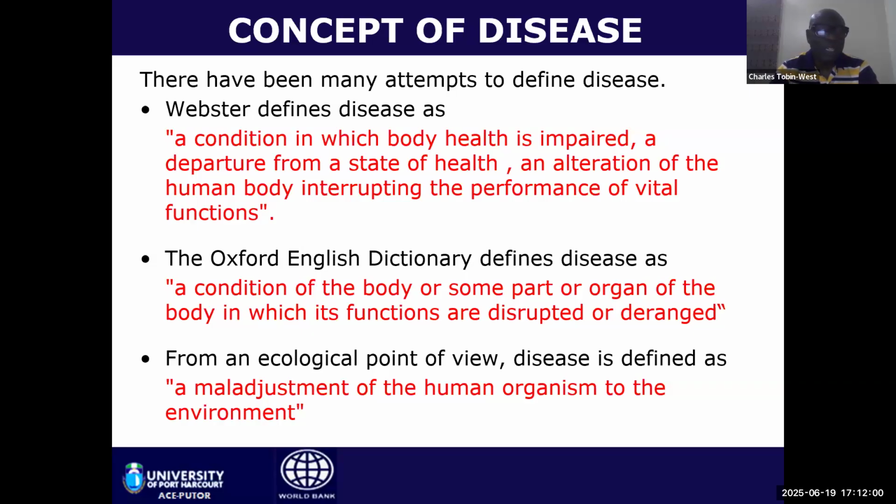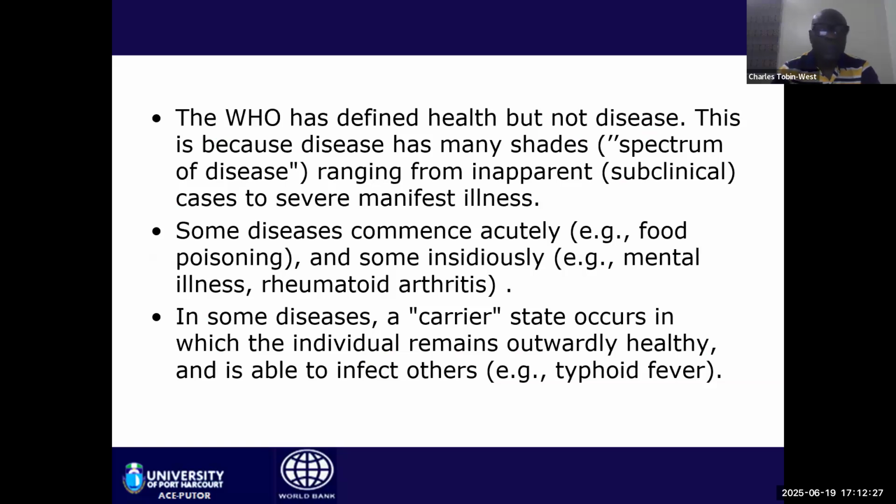While the Oxford Dictionary defines disease as a condition of the body or some part or organ of the body in which its functions are disrupted or deranged. Then there are other definitions. Some definitions, looking from the ecological point of view, define disease as a maladjustment of the human organism to the environment. That when somebody is not well adjusted to the environment, that constitutes disease.